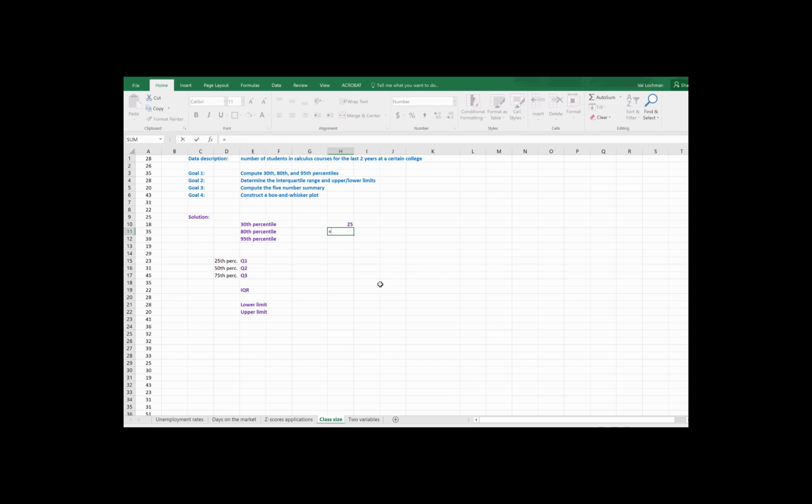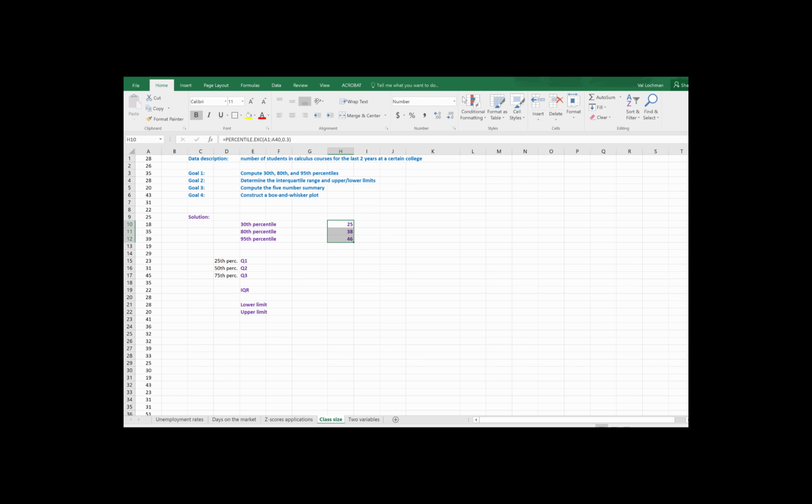Okay, then the 80th percentile we can do with the same command, PERCENTILE.EXC. Highlight our numbers, then comma, 0.80, and now because the percentile is higher, we should also get a higher number, and we get 38. Then the next one will be the 95th, so let's see, that's PERCENTILE.EXC, highlight our numbers up to A40, 0.95. We get these numbers.